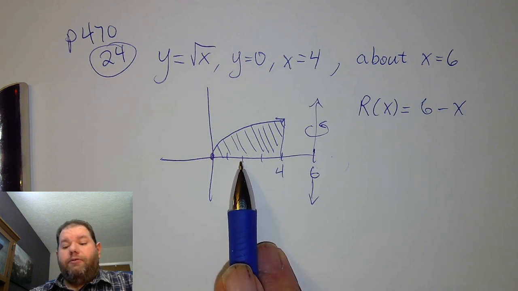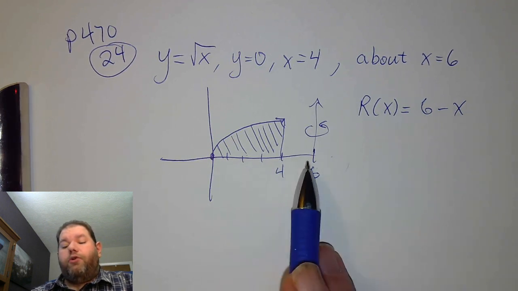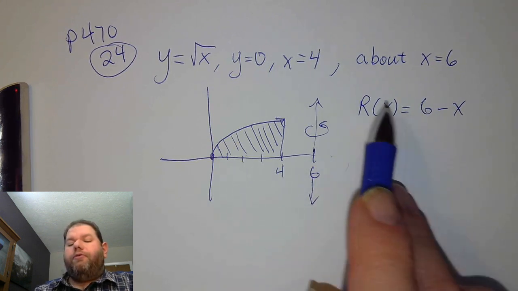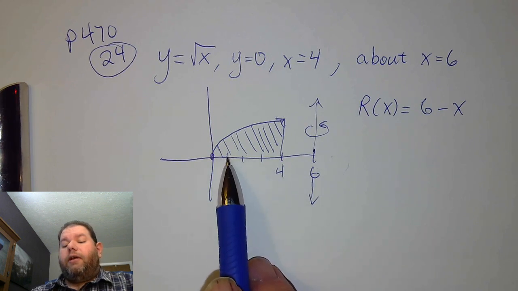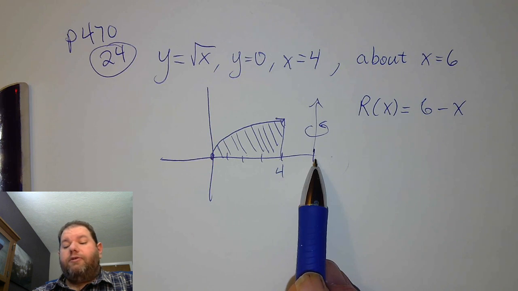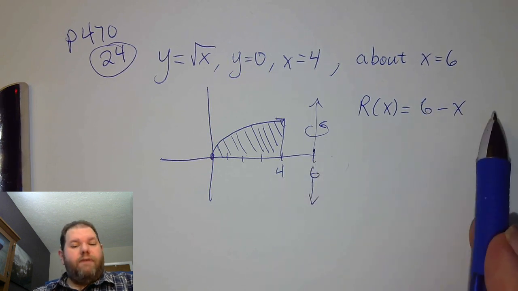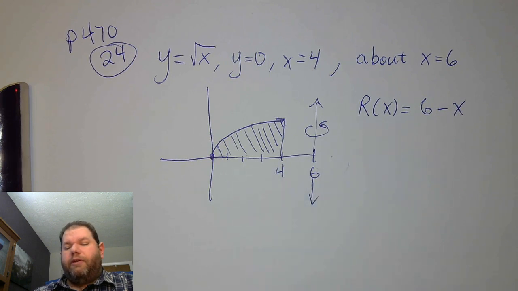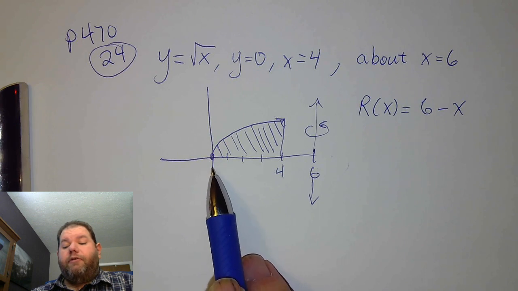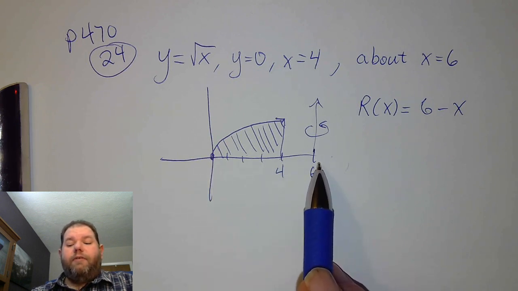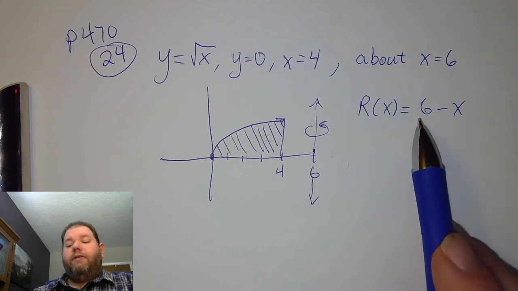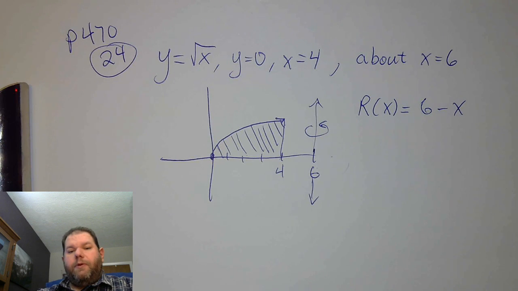At x equals 2, we're now 4 units away from 6. 6 minus 2 is 4. So we have a radius of 4 going all the way around. X equals 1. We're now 5 units away from the axis of revolution. 6 minus 1 is 5. That's how that corresponds to what we're seeing. And at the other end of the shaded area, x equals 0, we're actually 6 units away from the axis of revolution. So if we plug in x equals 0, we get a radius of 6.